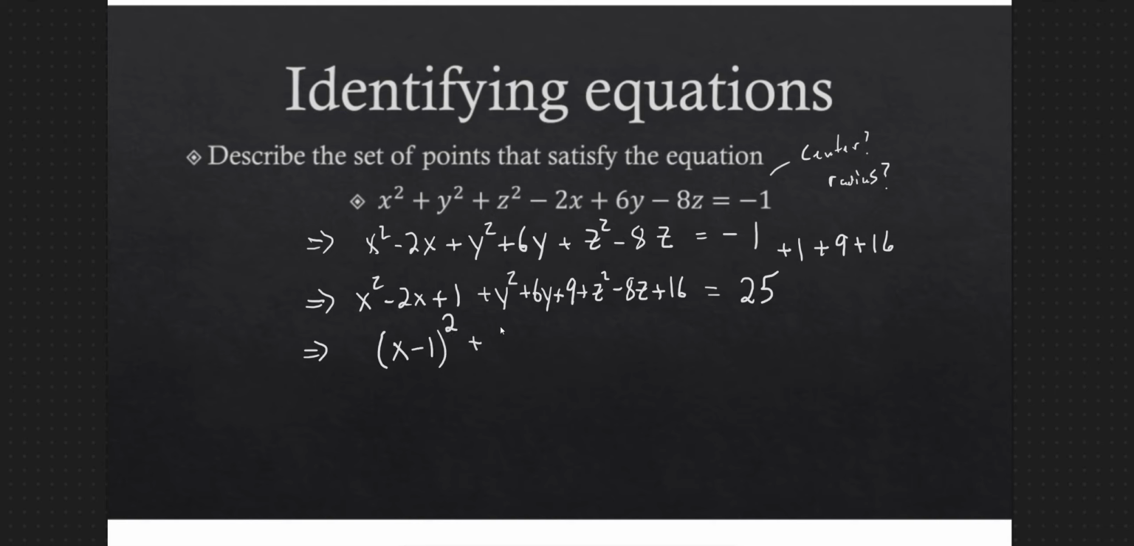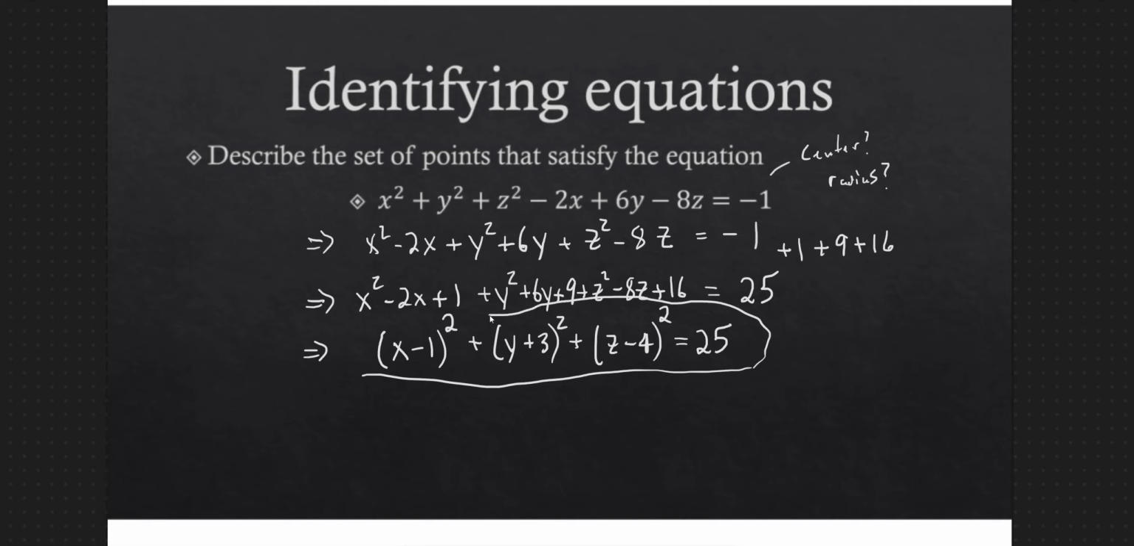The y's I can factor. This should be y plus 3 squared because it's a positive 6y. And then the z's, that should be z minus 4 squared. And that's all equal to 25. So now this is great. This is excellent. Look at this equation. This looks just like the equations of the circles we were just looking at. I can now pick out the center of my sphere as well as the radius.